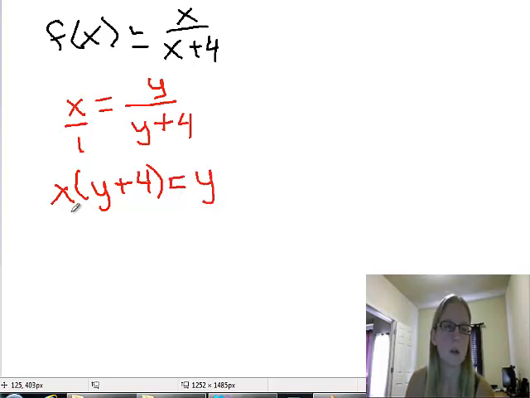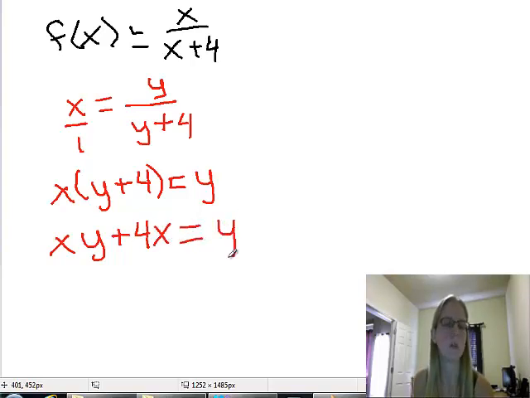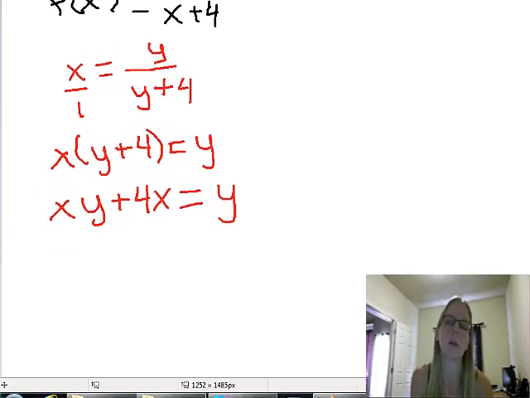And then I'm going to distribute, same idea as that you've always solved for variables in the past. Get rid of your parentheses, combine like terms. So I have x times y plus x times 4, which is just 4x, equals y. So now I've gotten rid of the fractions. I've also gotten rid of the parentheses. That's always going to be your first step when you're solving any equation, and then you have to get whatever variable you're looking for by itself.